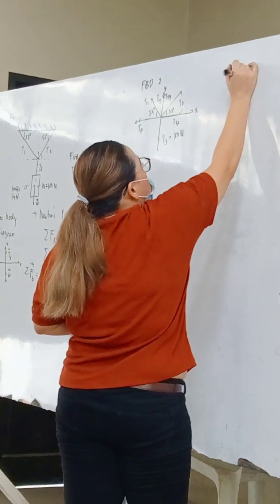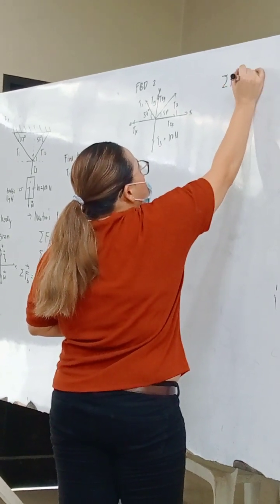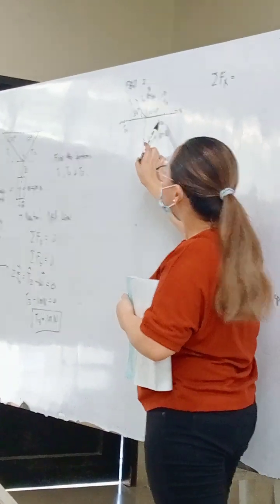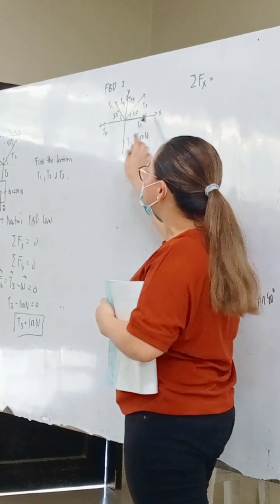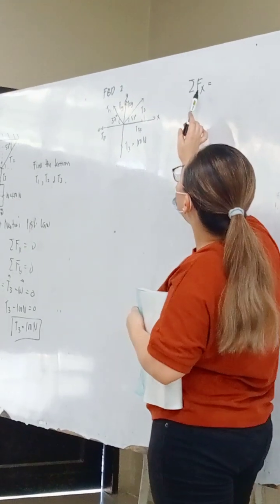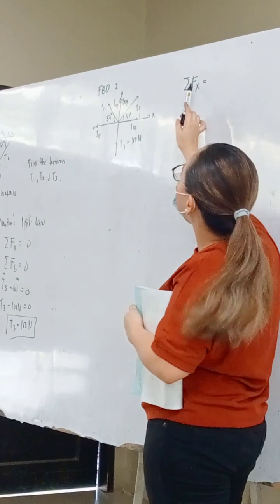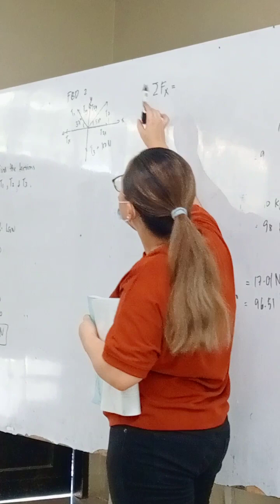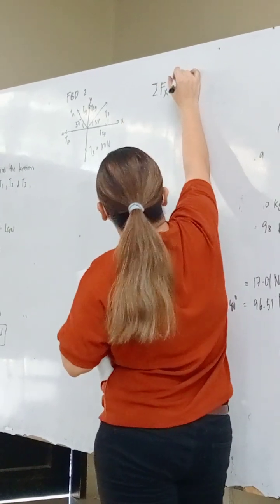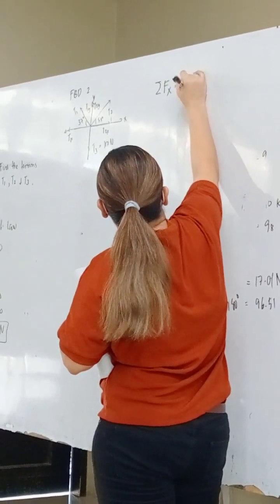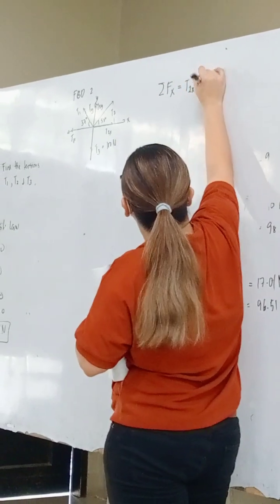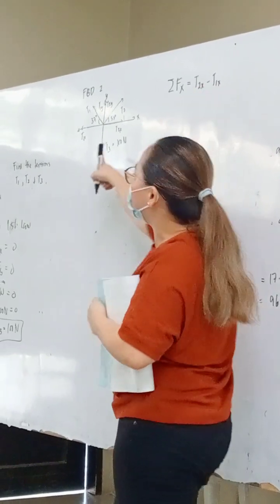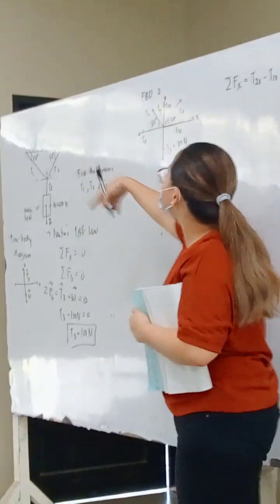So the forces on the x-axis are T2x and T1x. Now let's build the summation of forces along x. The summation of Fx is equal to positive T2x minus T1x, because T1x is along the negative x-axis.